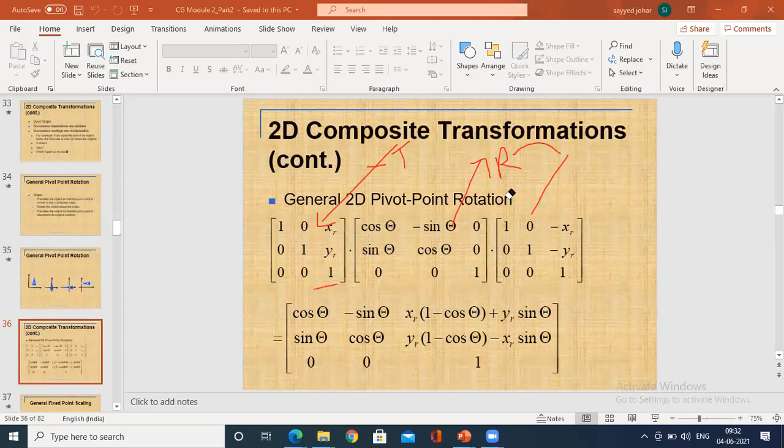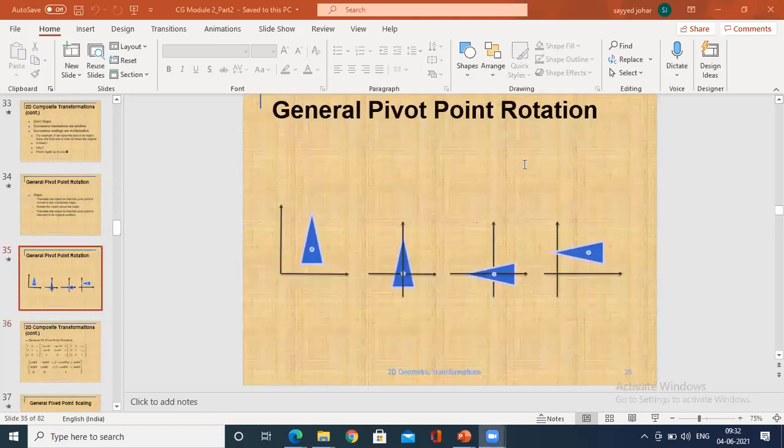So once again, for those who have joined late, pivot point rotation consists of basic steps. That is, first move the original object to the origin, then rotate it, then translate it back. So you are moving it to the origin, this is called translation. Then you are rotating it about one of the axes, then again you are moving it back to the original position. So translation, rotation, back translation. So obviously this gives a composite transformation.